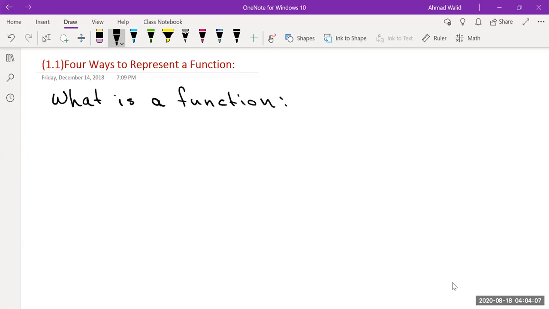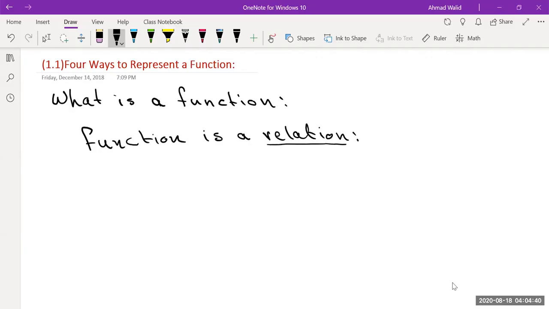What is a function? In one sentence, or in a very easy way to explain it, you can say a function is a relation. This is a very basic, very simple, and even incomplete definition for a function. Function is a relation. This word is really important. Now, maybe you ask, what is a relation?